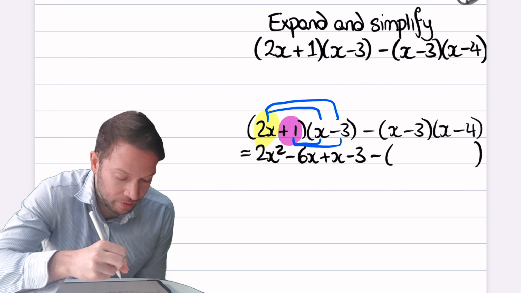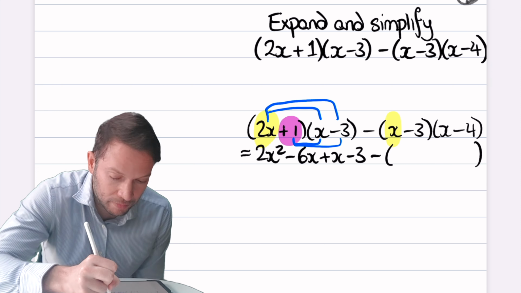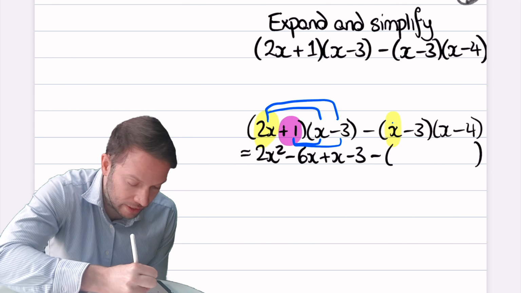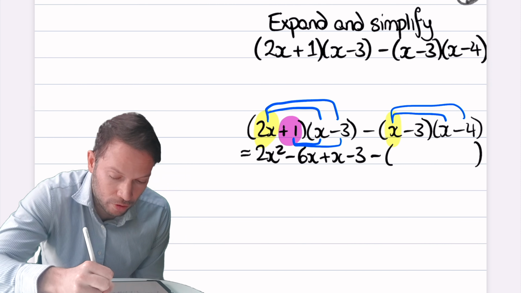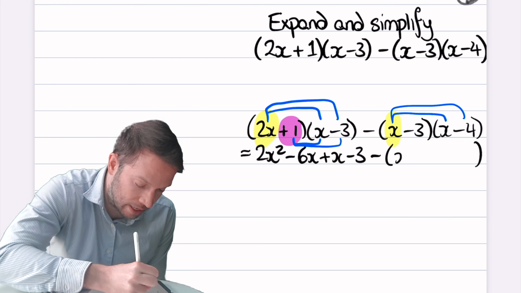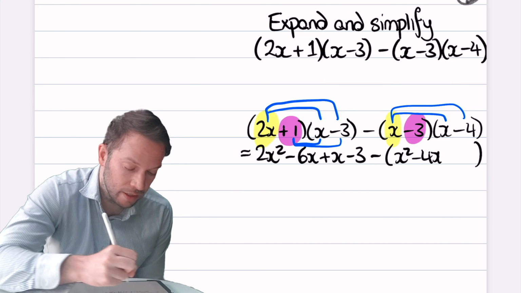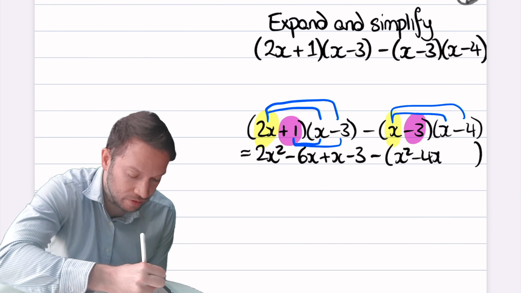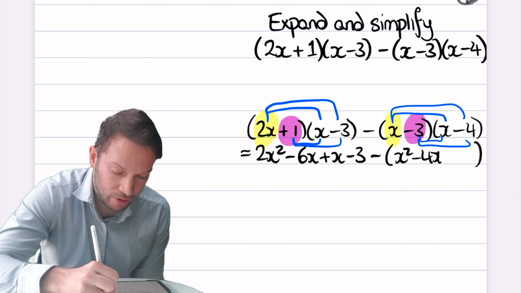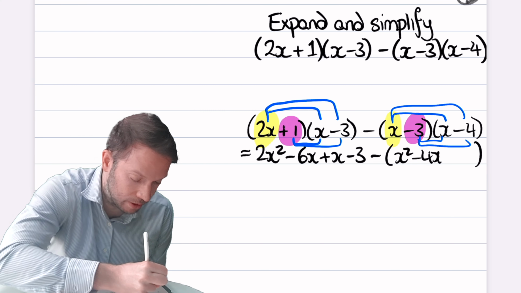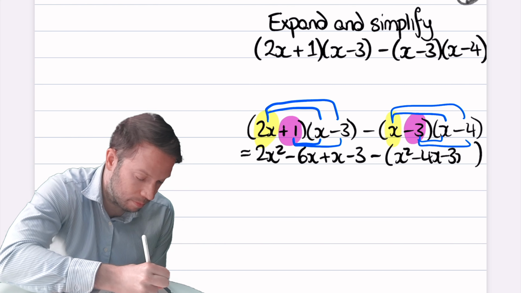Okay, let's multiply out these other brackets. We're going to do the x times each thing in the second bracket. So the x times the x, the x times the minus 4. I'm just going to do this quickly. X squared minus 4x. And then we're going to do the second thing in the first bracket multiplied by each thing in the second. So we got negative 3x and plus 12. So negative 3x plus 12.